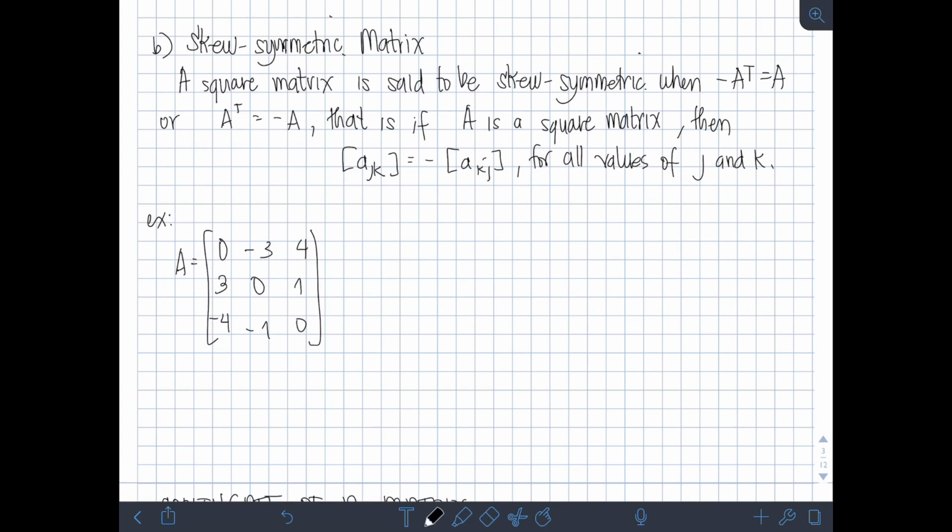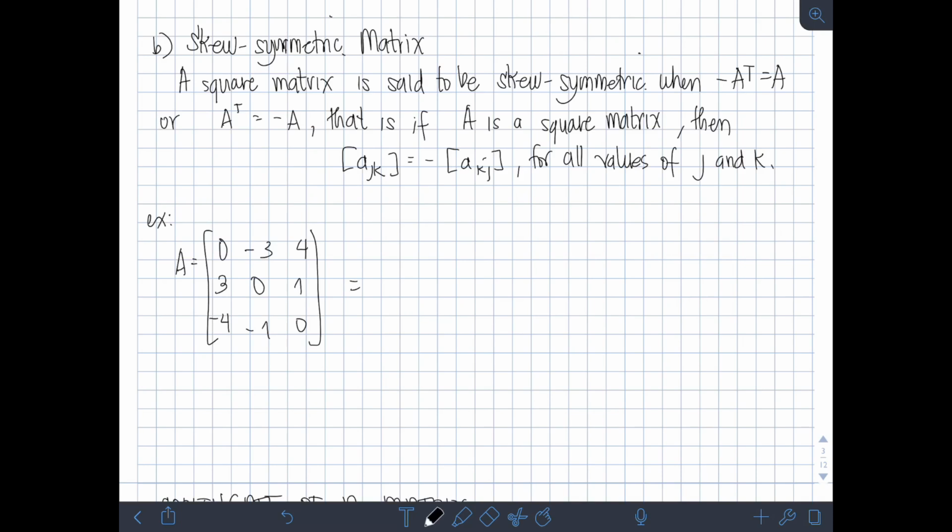A square matrix is said to be skew symmetric when negative A transpose is equal to A or A transpose is equal to negative A. That is, if A is a square matrix, then A sub jk is equal to negative A sub kj for all values of j and k. So, dito naman sa skew symmetric, same din. So, dapat yung A transpose ay equal sa negative nung A. Or negative A transpose ay equal sa A.